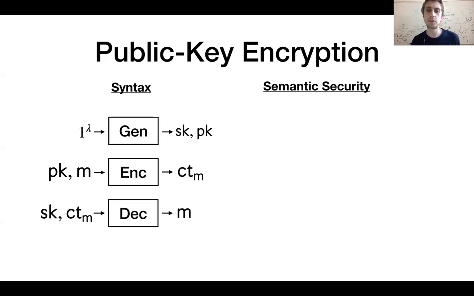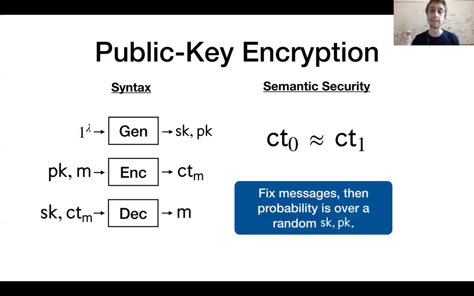For the standard notion of security, we consider what's called semantic security, which stipulates that a ciphertext for the message 0 is indistinguishable from a ciphertext for the message 1. In other words, no polynomial time attacker can distinguish encryptions of 0 from encryptions of 1. And I want to point out that in this definition, we have to fix the messages first, and then we look at the probability over a random secret key and public key pair.